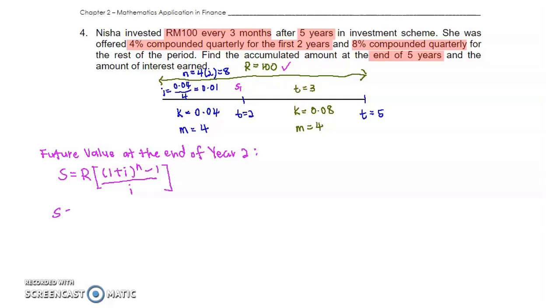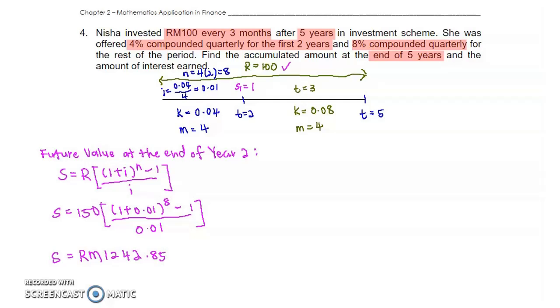So S equals 100 ringgit times [(1 + 0.01)^8 - 1] divided by 0.01. If we calculate this one, the future value at the end of year 2 is 1,242 ringgit 85 cents. So here we have 1242.85.